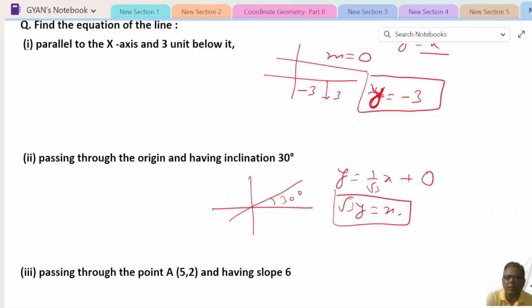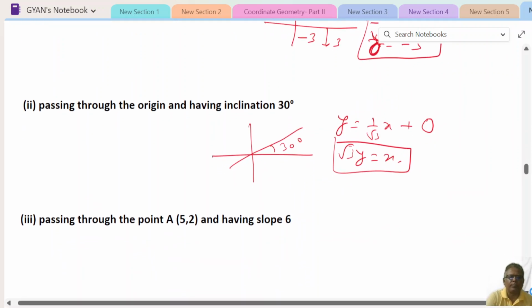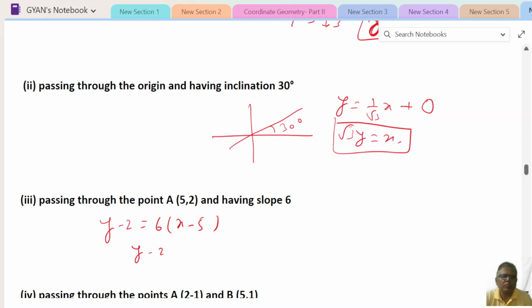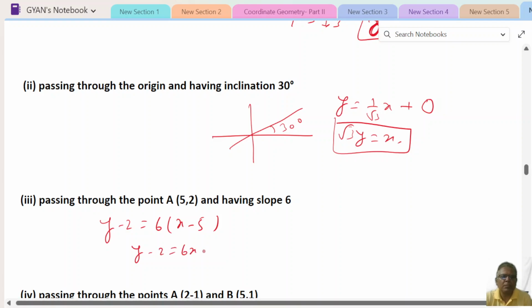Passing through a point and having a given slope. So y minus 2 is equal to 6 times x minus 5. So y minus 2 equals 6x minus 30. We take the y to this side, so 6x minus y is equal to 30 minus 2, that means 28. So this will be the answer.